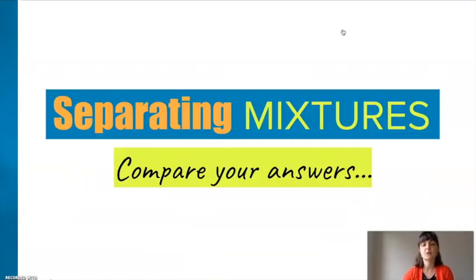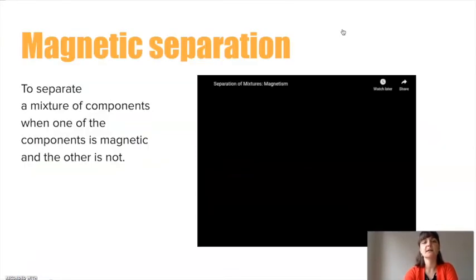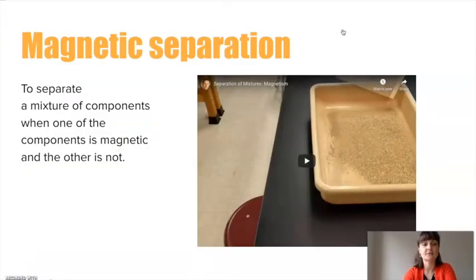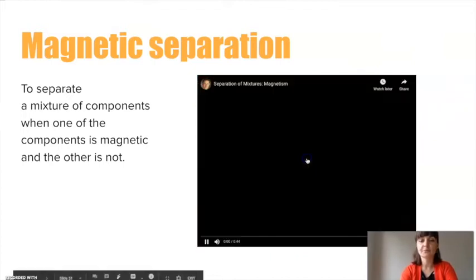So let's compare what you wrote to what I've got. Here we have magnetic separation. And this is used when you've got different particles in a mixture with one part of the mixture being magnetic and the other not. So I'm going to show you this video.